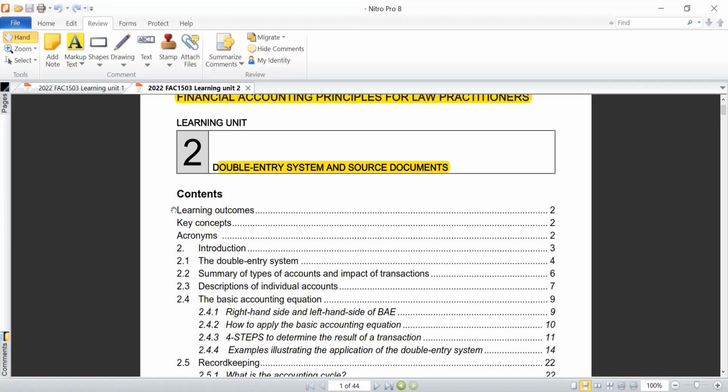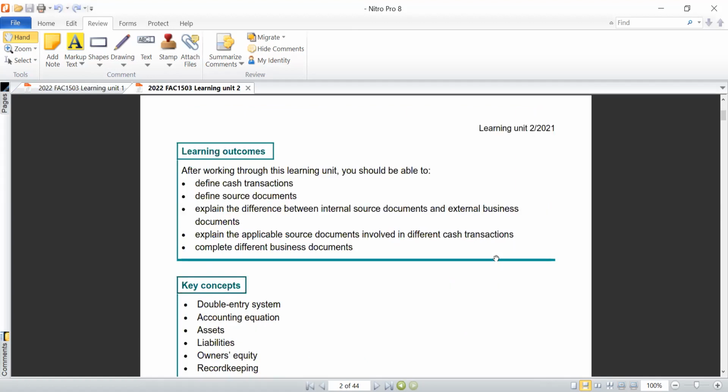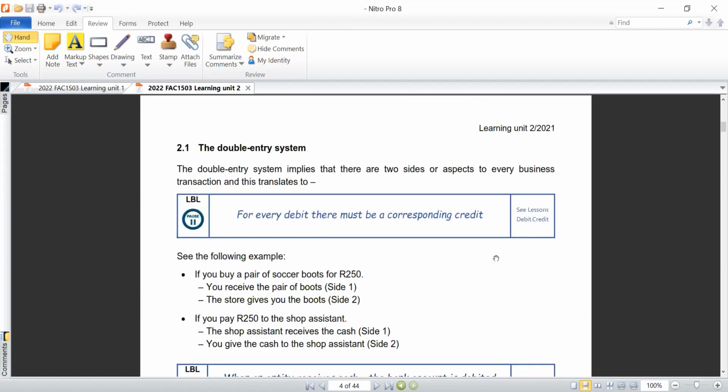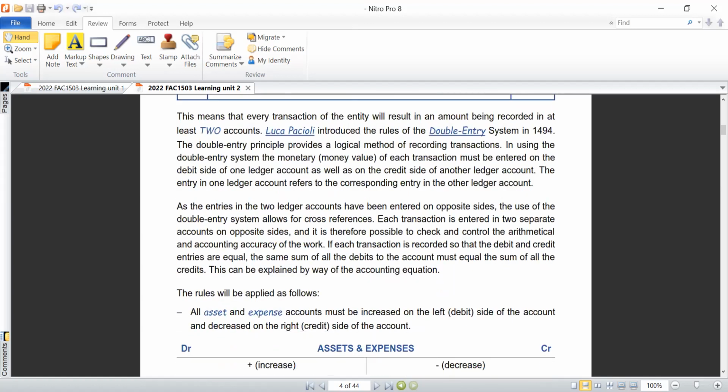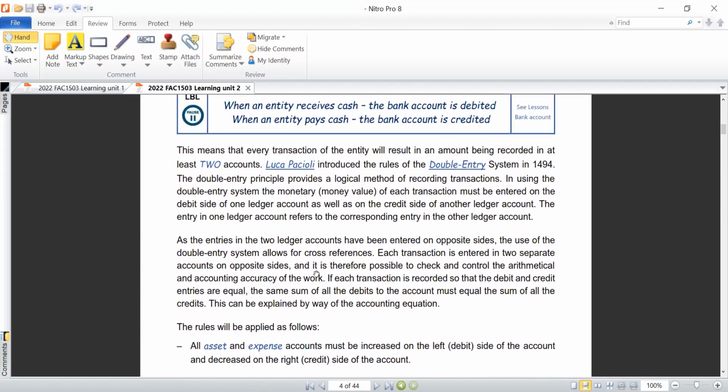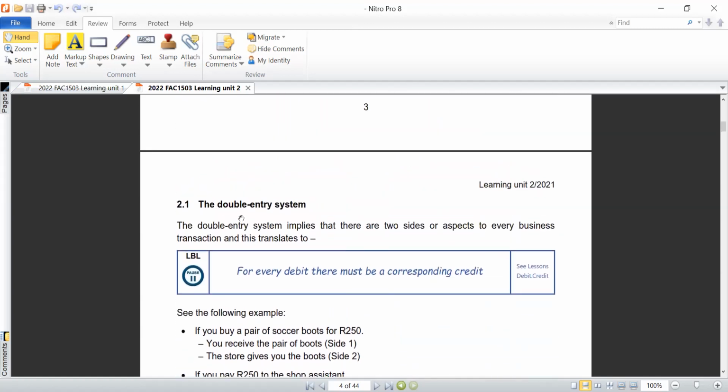What does it entail? If you go to page 4 of your study material, they begin to explain the principle itself. What does the double entry system imply? The double entry principle simply implies there will always be two sides or aspects to every business transaction. In my own summary, this is how I would explain it so that it becomes easier to understand.